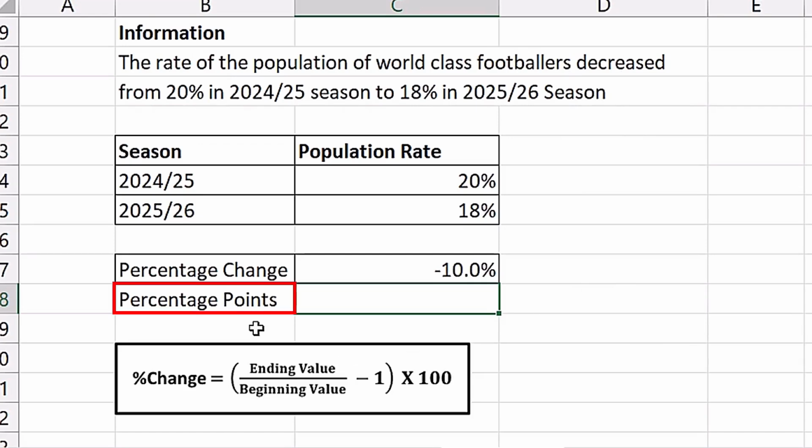So let's also calculate percentage points. I'm going to do equals the rate in the current season, which is this rate here, minus the rate in the previous season, which is this rate here. So let's hit enter and see what's going to happen.